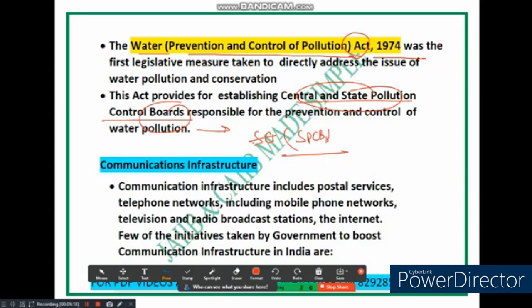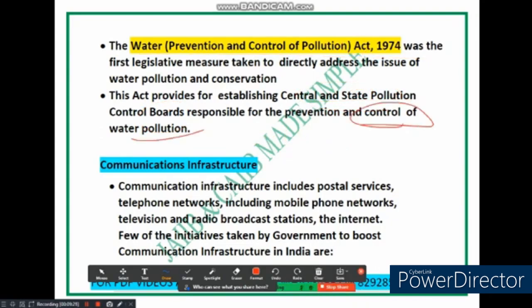Now what are the functions? Basically these boards are responsible for overseeing and implementing measures to prevent and control water pollution. So the main function is control of water pollution. They regulate industries, monitor water quality and enforce pollution control standards to ensure that water bodies are not polluted beyond permissible limits.